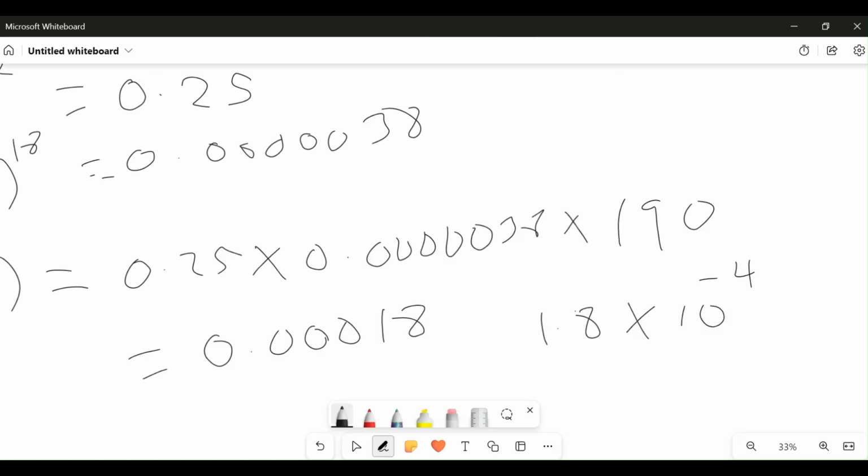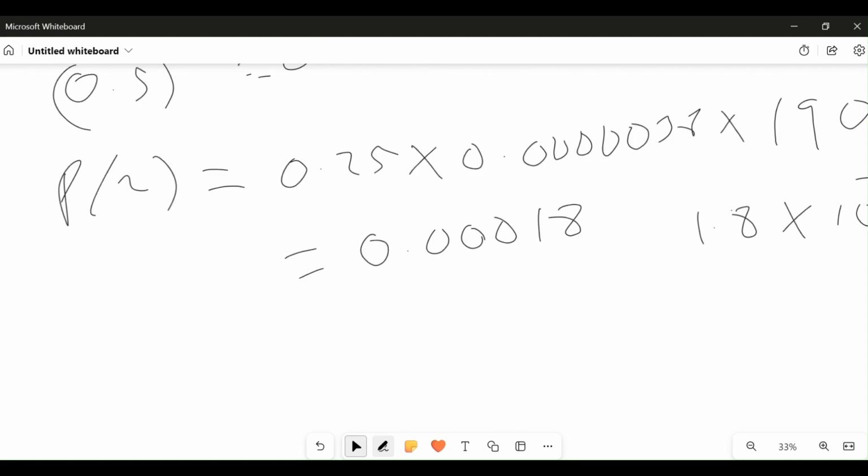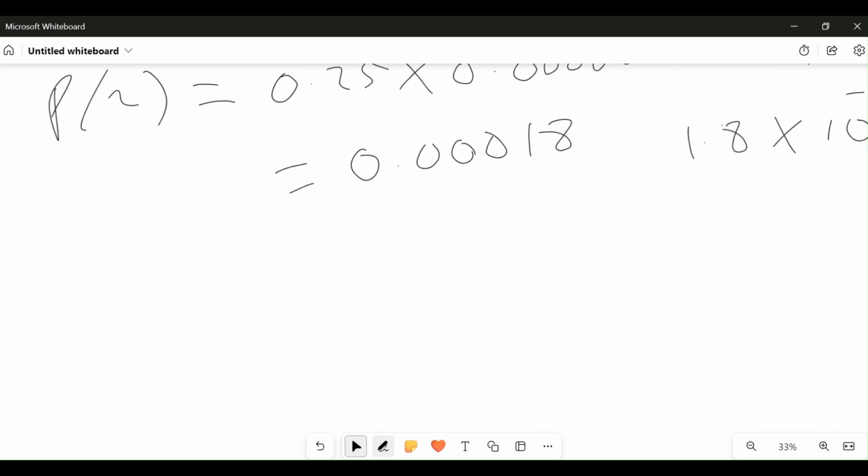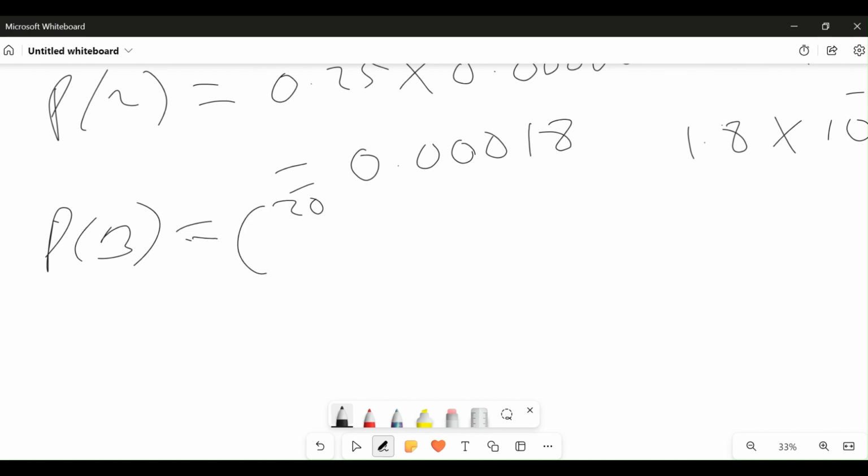So we found probability of 2. Don't forget, we have to find probability of less than 5. Which means we still have to find the probability of 3 and probability of 4. So let's get right to it and find probability of 3 and probability of 4. So P3, that is 3 people did post 101. This will be 20 combination 3, 0.5 probability of success raised to power of 3, 0.5 probability of failure raised to power of 17. That is 20 minus 3.